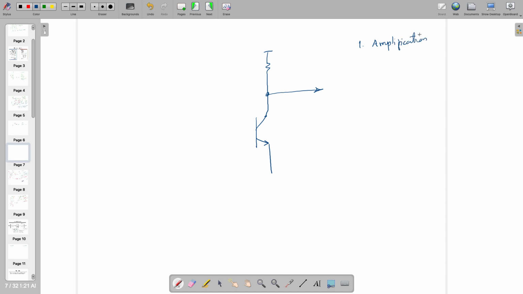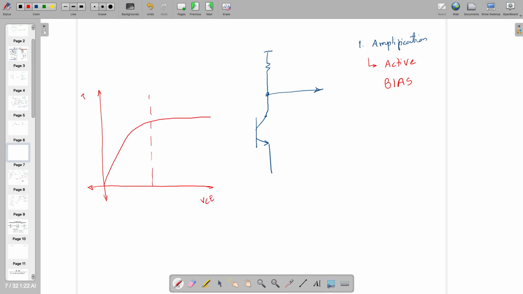If I want amplification, what region of operation should I choose? Komal, what do you think? Active, right? So I need to choose the active mode of operation, means I am going to choose the Q point, or the operating point, exactly in the regime of active mode, here or maybe here, wherever you like. But if you are on this side, it's just a switch, there is no amplification.